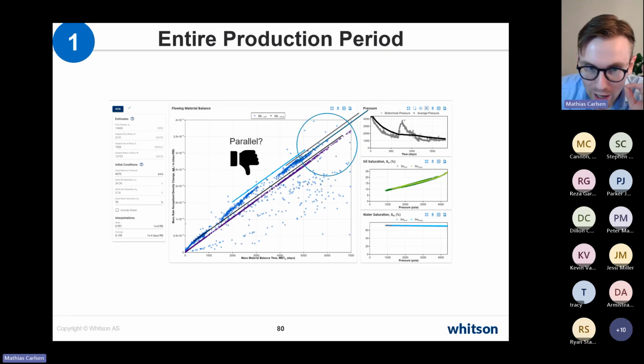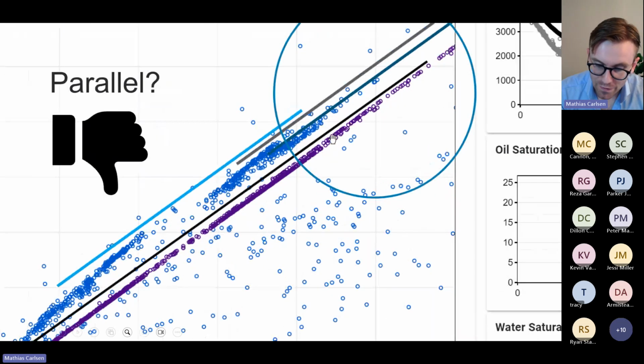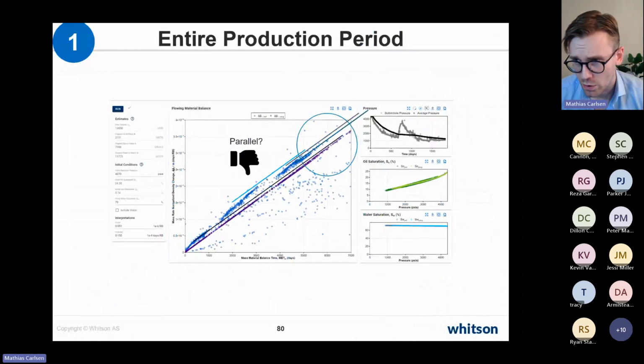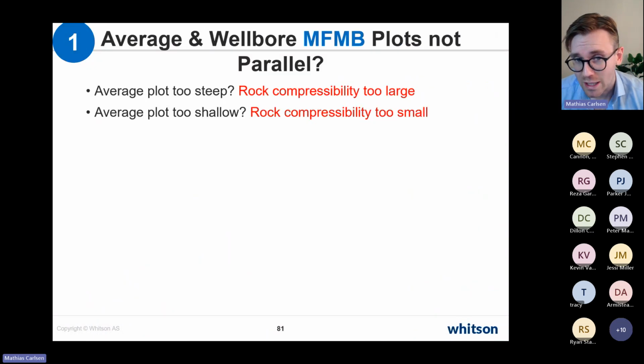Another thing I'd like you to have in the tool belt, and now we're getting into becoming an expert, really an expert. That's when it comes to the slope of your interpretation and the purple line right here. If they are not parallel, and here you see that they're not perfectly parallel, you can use that as an indication to sense check your compressibilities. So if your average plot is too steep, it means that your rock compressibility is too large.